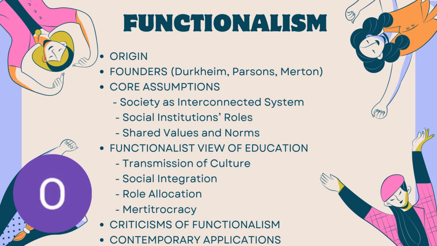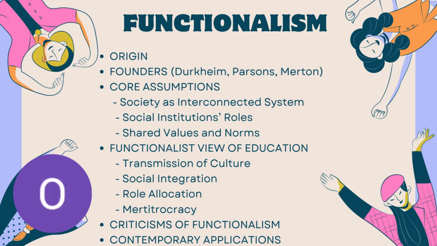Functionalists argue that education serves an important role in allocating individuals into different social roles and positions based on their abilities and achievements, and that reforms should focus on improving the efficiency and effectiveness of this process. However, critics argue that functionalist assumptions about the meritocratic nature of education often overlook the ways in which schools reproduce and legitimize existing social inequalities, and that reform should focus on addressing these structural barriers to equality and opportunity.